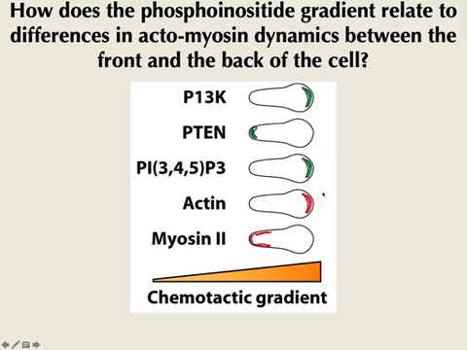Now the question is, how does that relate to what we've seen before, which is the distribution, the polarization, and the activity of the actin cytoskeleton? Because we still have to explain how this leads to the polymerization of actin at the front and the actomyosin contractility at the back.